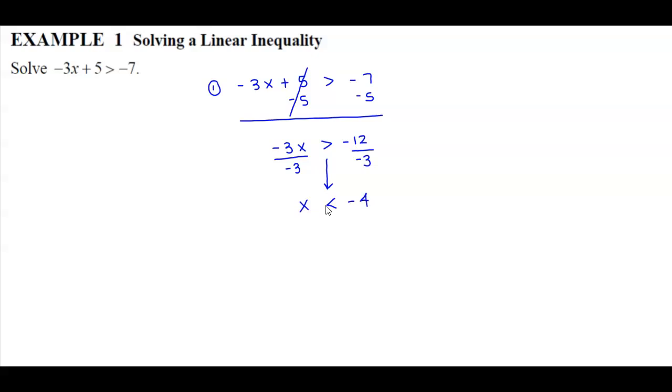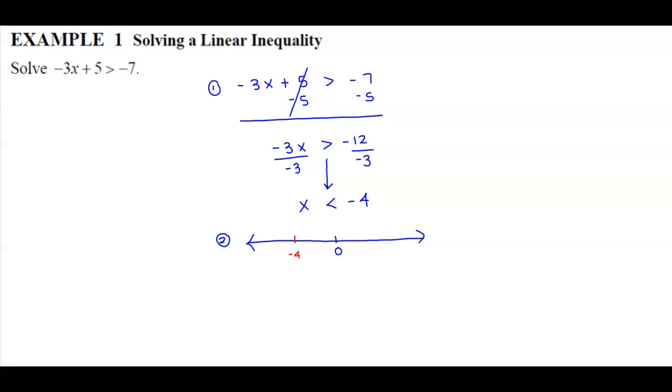Okay, so there are two ways to answer this question, but before we do that, it's important to know how to graph this. So when we graph, what does this look like? We're going to go to 0, and then the next thing we're going to do is locate where 4 is. Well, 4 is listed right here.